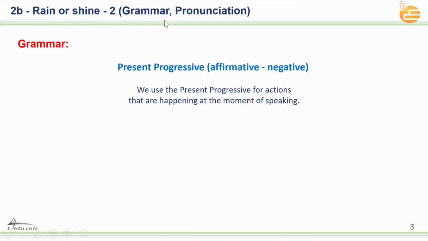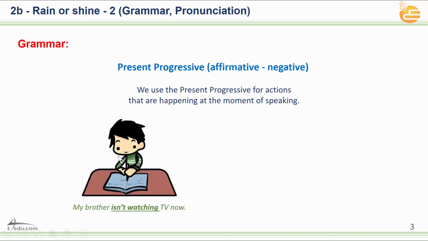We will start with the grammar, okay? Can you see it? Grammar. So as I said before, we will talk about present progressive with the affirmative and negative sentence. So, what does it mean, present progressive? Let's see. We use the present progressive for actions that are happening at the moment of speaking. The actions, they are happening now, at the moment, at this moment. For example, I'm reading now. I am reading. Read with ing, reading now. So, let's take another example.